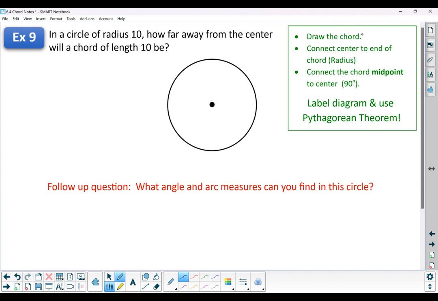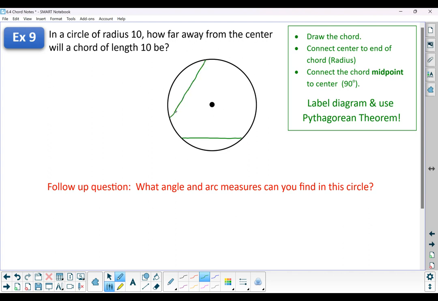We definitely want to use creating a diagram to help us here. So the first thing we want to do is draw the chord. And I always just like to put the chord kind of at the bottom of the circle. We don't necessarily need our drawing to be to scale, so you don't need to stress out about whether you're drawing it too close to the center or too far away from the center, because our diagram is not going to necessarily be to scale. So I just like to draw my chord somewhere near the bottom.